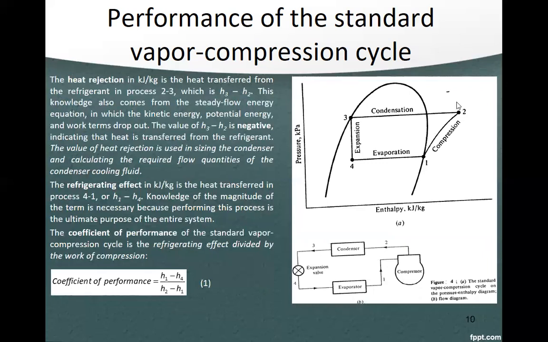So the heat rejection, for process 2 to 3, is h3 minus h2. Okay? This also comes from the steady flow energy equation, in which kinetic energy, potential energy, and work are zero. The value of h3 minus h2 is negative. h3 is smaller, okay? Because it is rejection. So this indicates that heat is transferred from the refrigerant. The value of heat rejection is used in sizing the condenser and calculating the required flow quantities of the condenser cooling fluid.